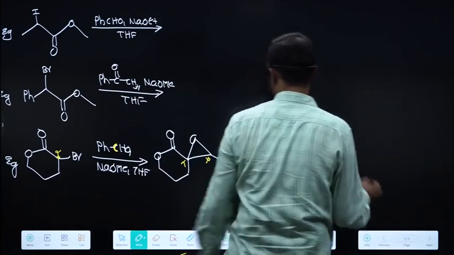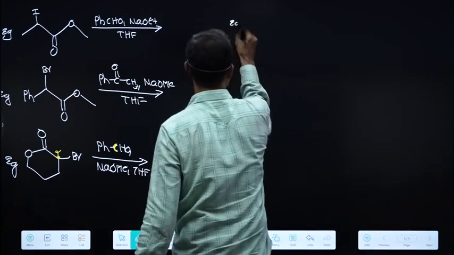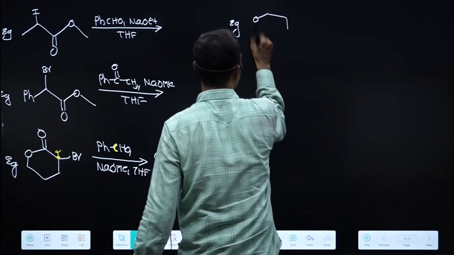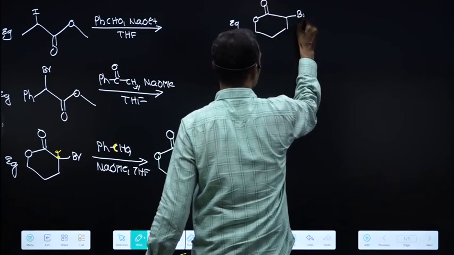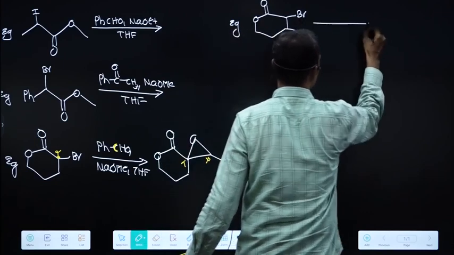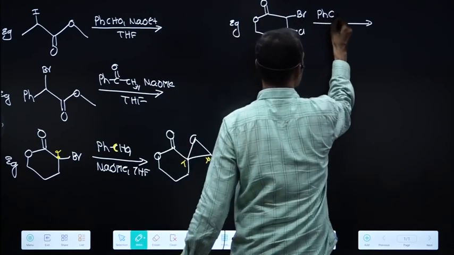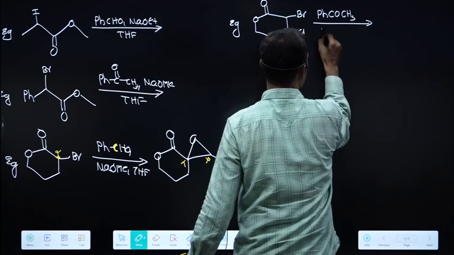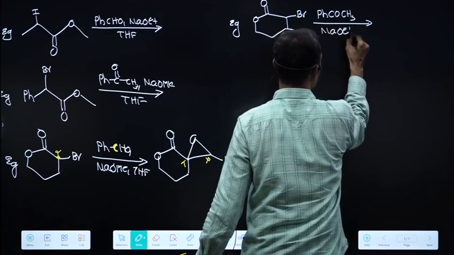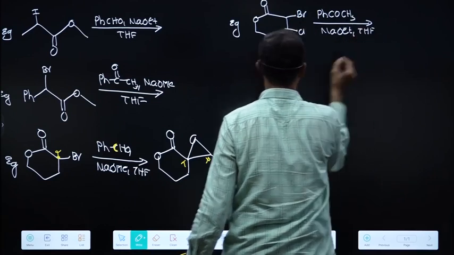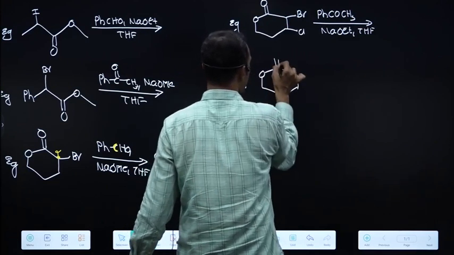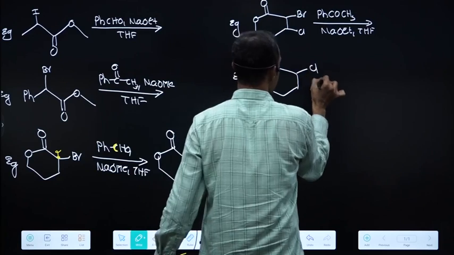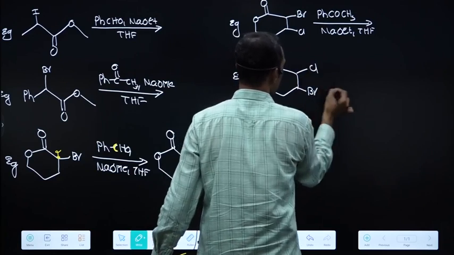First you concentrate on the concept, then you can predict the answers very easily. Here I am giving bromine and this is chlorine. COCH3, NaOEt, THF. What is the answer? Chloro and this is bromo.